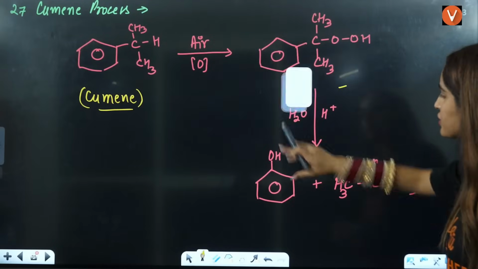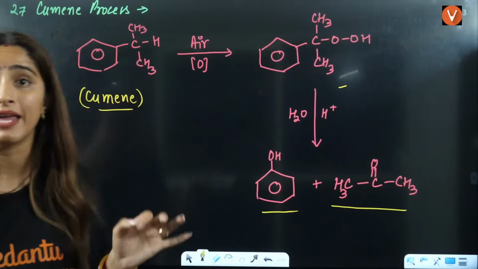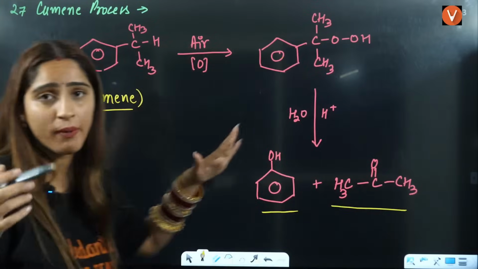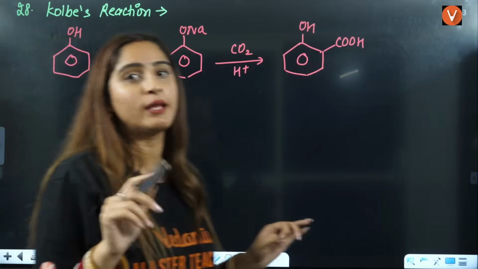So you'll have the formation of phenol and acetone. Both the byproducts are very important for you. They have been asked repeatedly in the past few years, right? Next is Kolbe's reaction and Reimer-Tiemann.